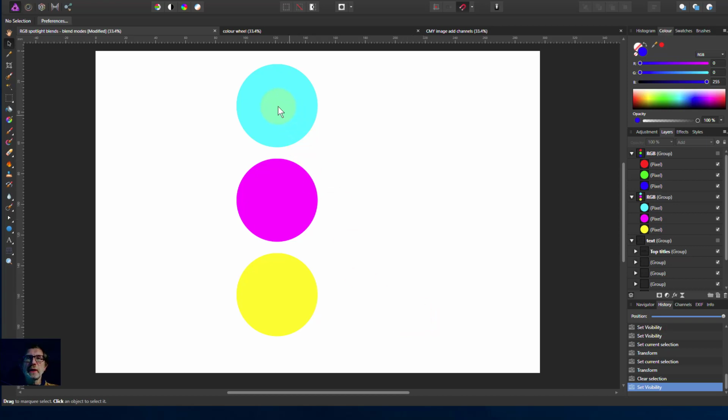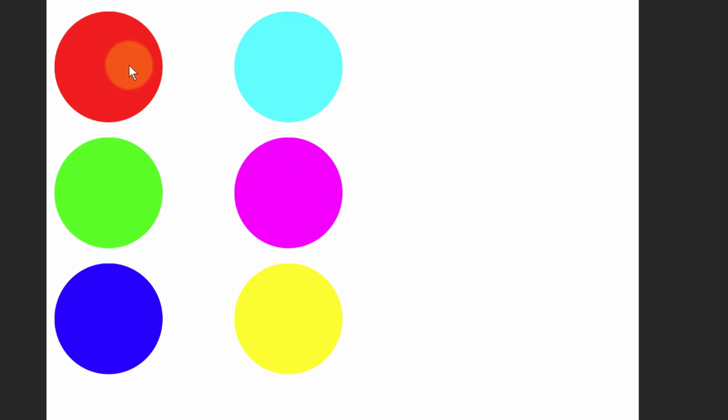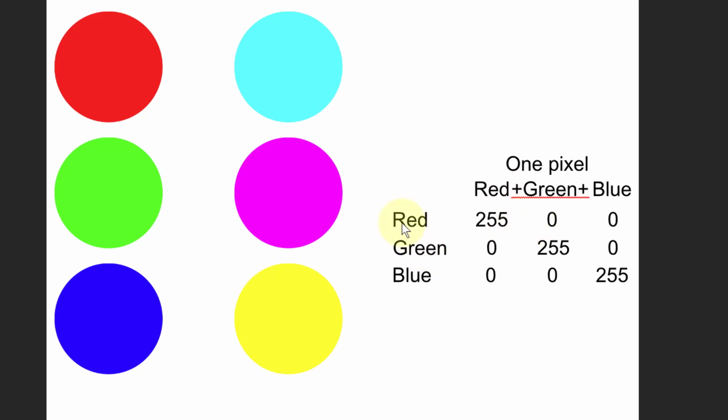Let's have a look at cyan, magenta and yellow, CMY. CMY are kind of opposites of RGB. So if you remember RGB, remember CMY, those are the opposites of one another. The way they work together is that in every pixel there's a bit of red, a bit of green and a bit of blue. What we've got on your screen is red, green and blue.